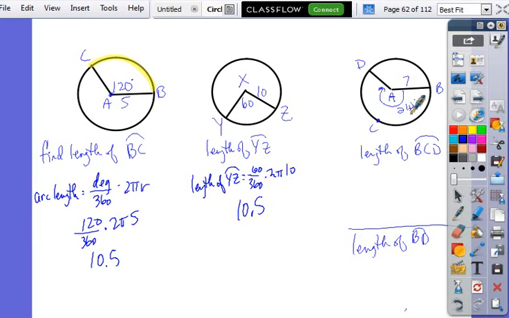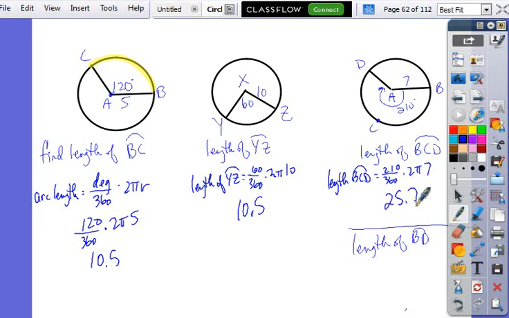All right, if I want to find the length of BCD, the rule is degree over 360 times 2 pi r. What's the degree for BCD? 210. So 210 over 360 times 2 pi 7. 7, because 7 is my radius. You get 25.7. Is that right?